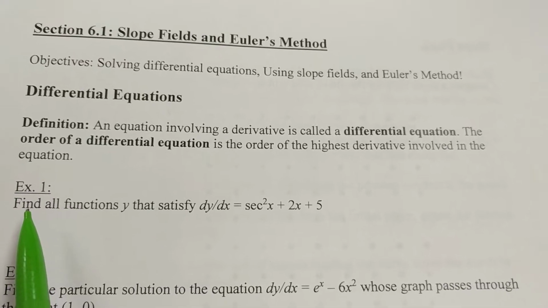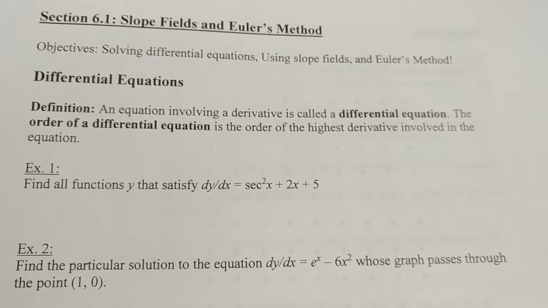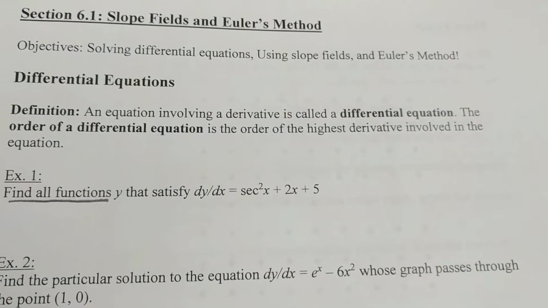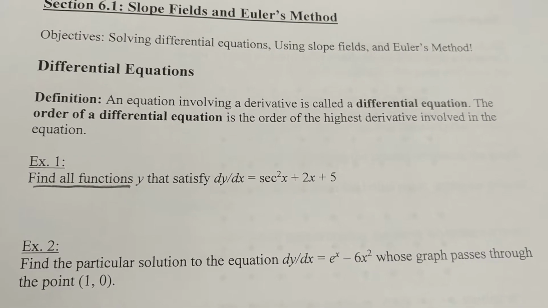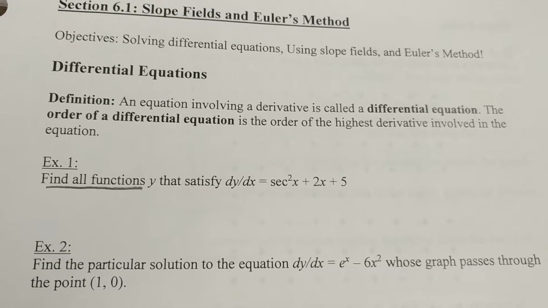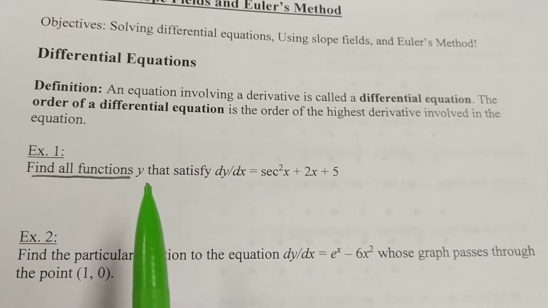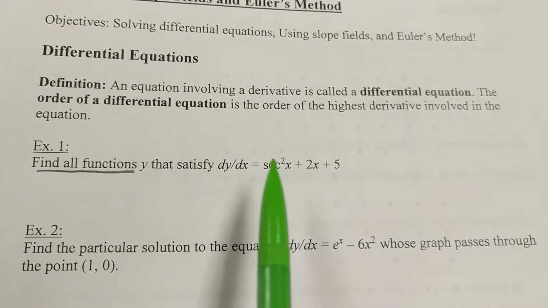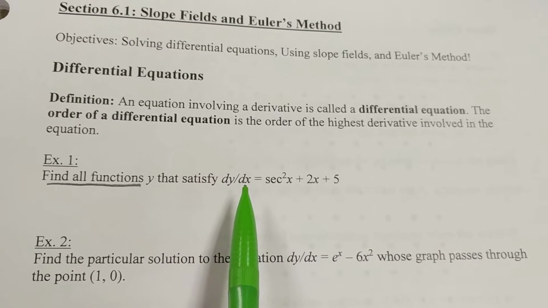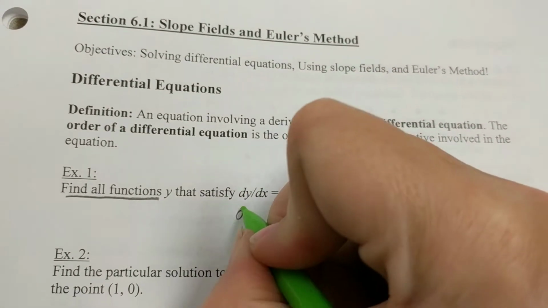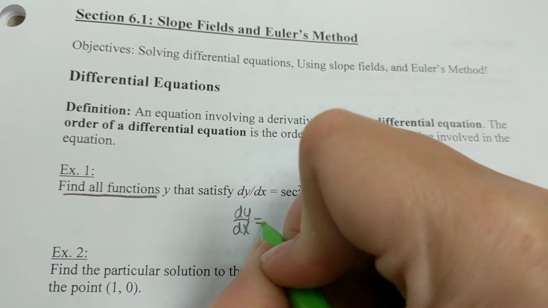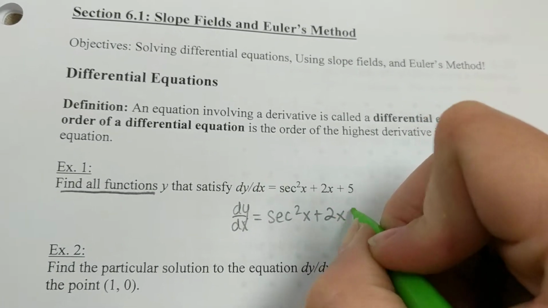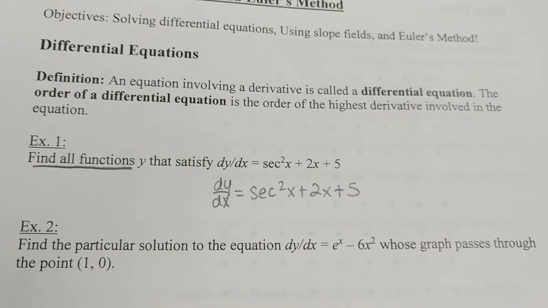So for example 1, here are some key phrases to be watching for. It says to find all functions. What does that imply? Well, that should imply that we have more than one answer. And it says we're going to find all functions y that satisfy this equation. So here they've given us the derivative. So we've got dy dx equals secant squared x plus 2x plus 5.